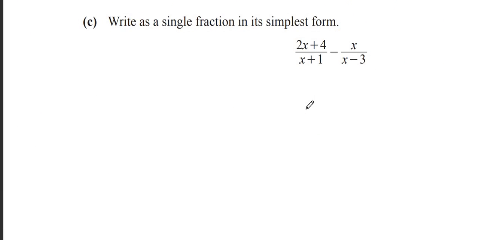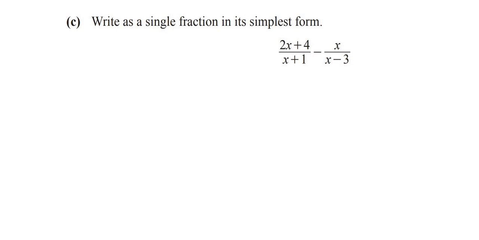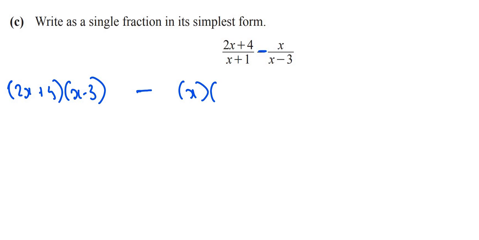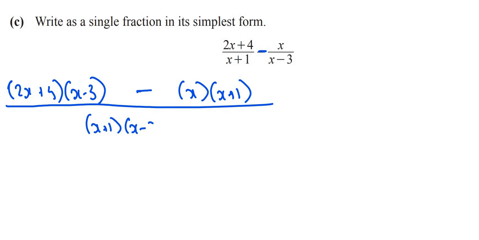Okay. Next question. In this question we have to cross multiply. It says write as a single fraction in its simplest form. So look, how do you do this question? You simply have to cross multiply. I will do (2x + 4) multiplied by (x − 3). Then this negative sign will come, and then x multiplied by (x + 1). And then I will divide this whole thing by (x + 1) and (x − 3).